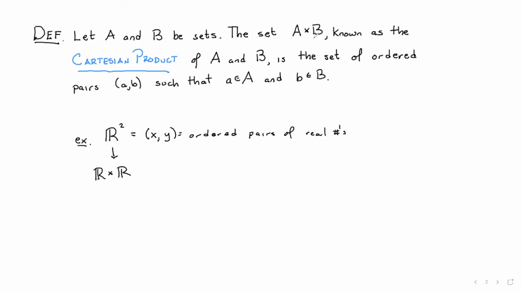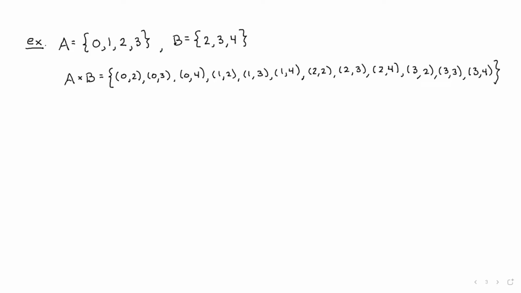And what are elements in that? Well, it's ordered pairs where this x comes from R and this y, let's use red, comes from this R. Now, so you just have ordered pairs of real numbers, but sometimes those two sets are not the same. So let's let A equal {0, 1, 2, 3}, and B equal {2, 3, 4}.